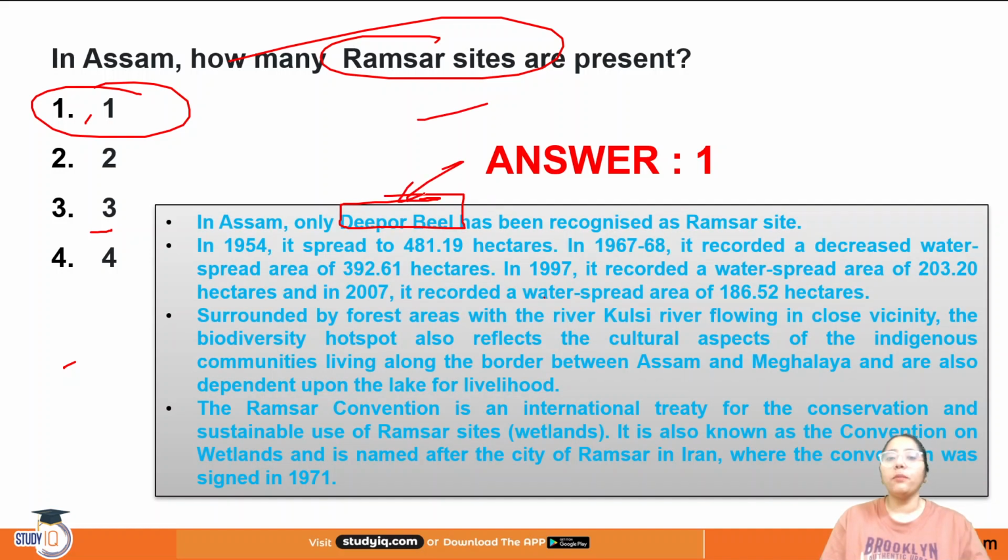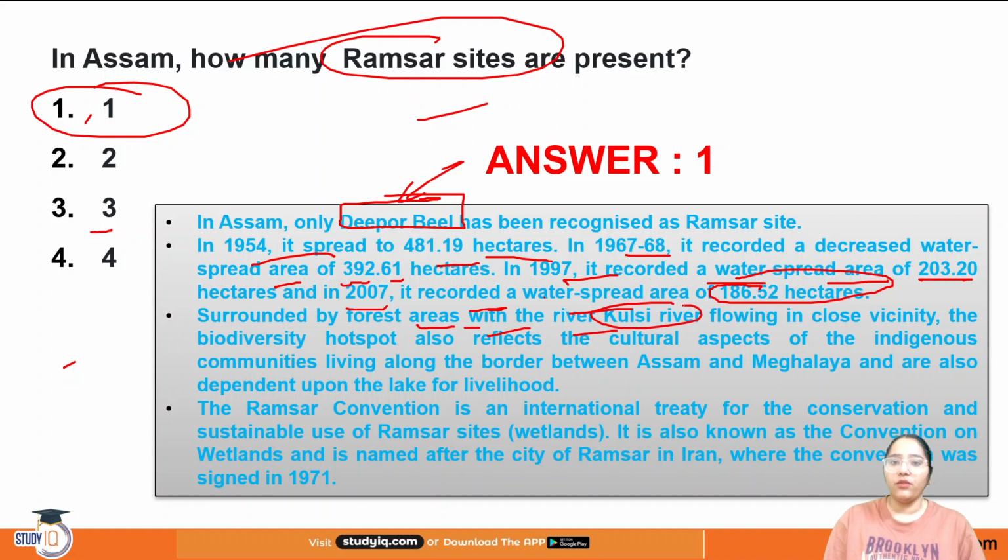It is Deepor Beel. In 1954, it spread to 481.19 hectares. In 1967, the area was reduced to 392.61 hectares. In 1997, it recorded a water spread area of 203.20 hectares. And in 2007, it recorded a water spread area of 186.52 hectares. It is surrounded by forest areas, with the river Kulsi flowing in its vicinity. The biodiversity hotspot also reflects the cultural aspect of the indigenous communities living around the Assam and Meghalaya border and dependent on the lake for their livelihood.